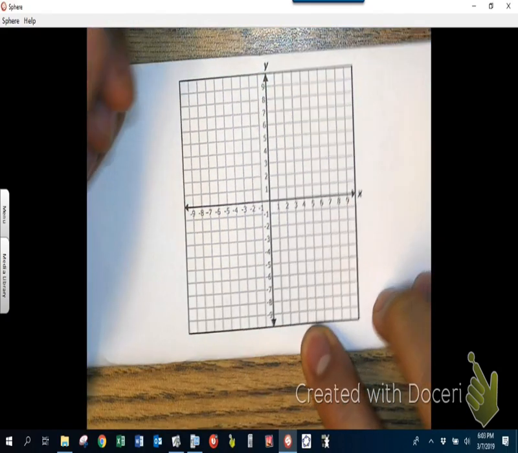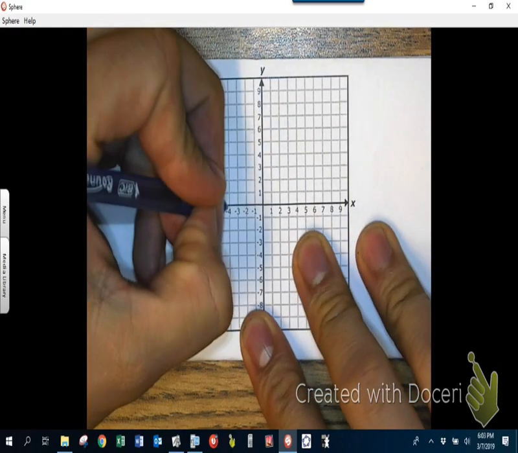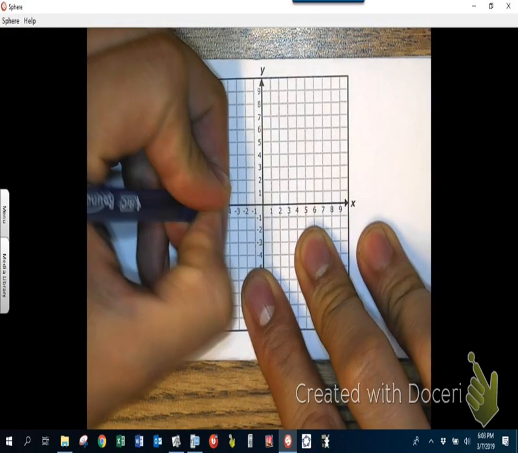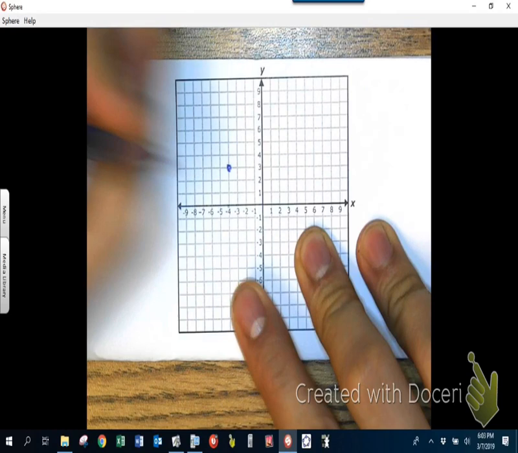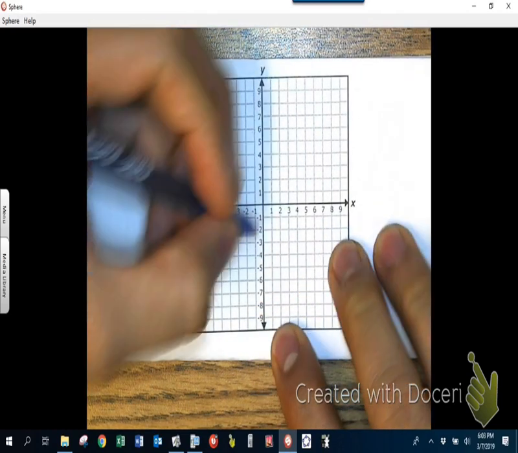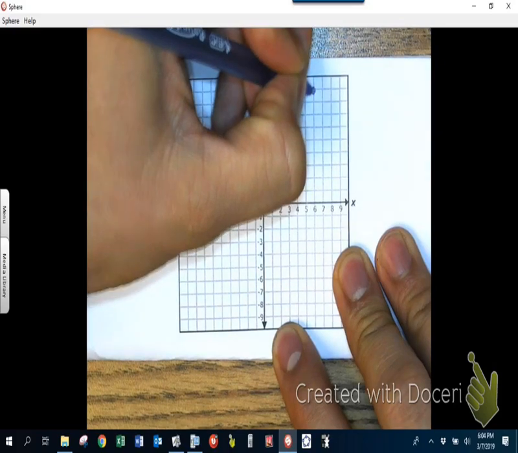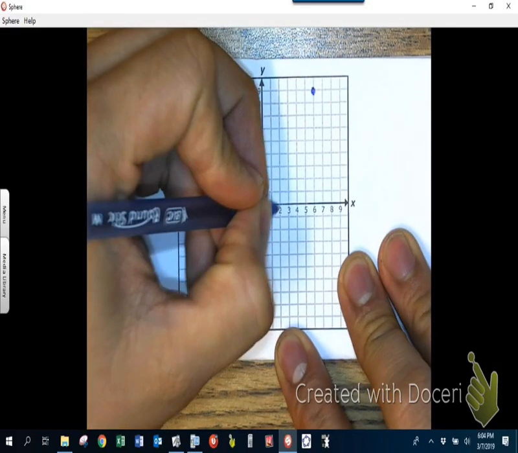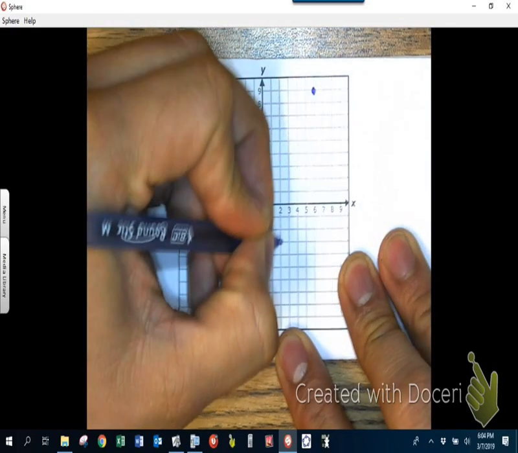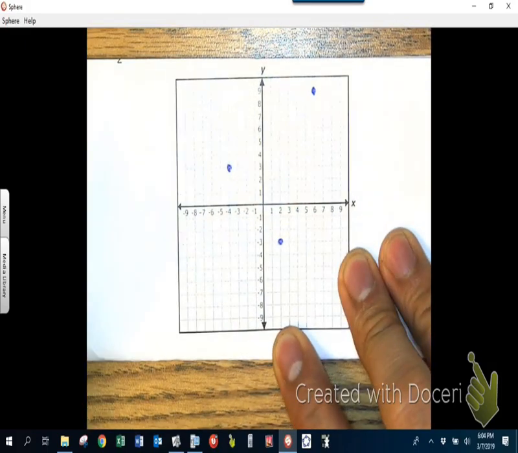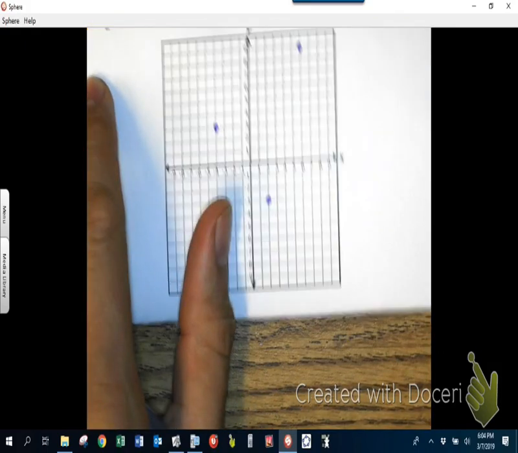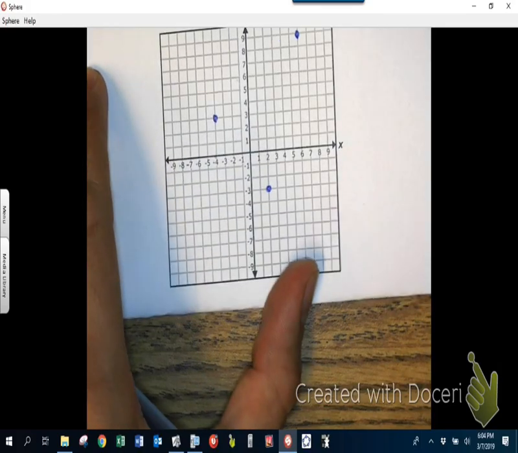So what we want to do is go ahead and graph our original points. So here's -4, 3. Okay, we have 6, 9. And then we have 2, -3. All right, so this makes me a triangle. Go ahead and be neat about this.